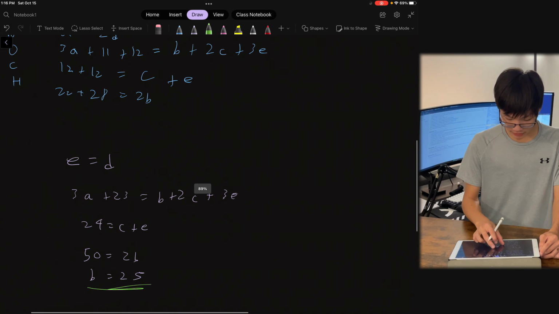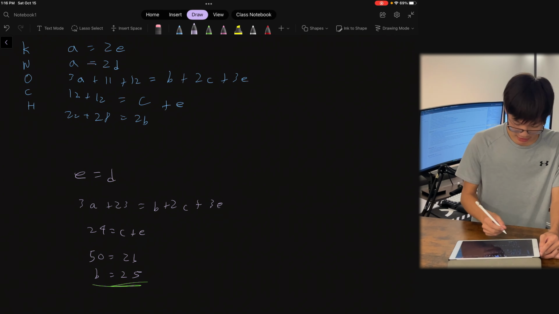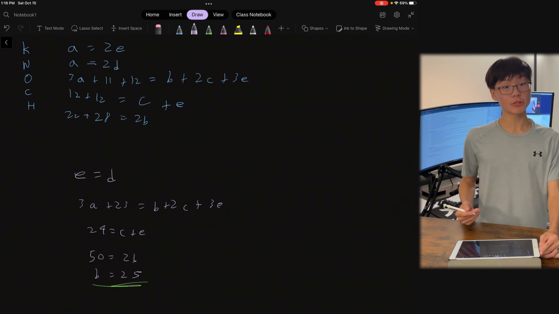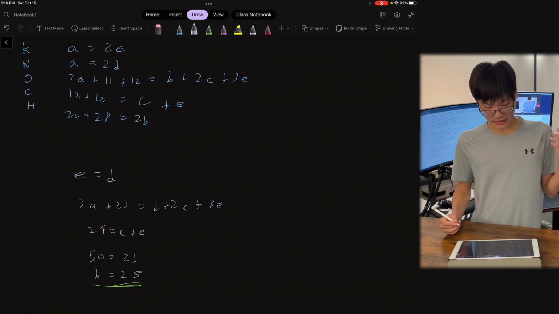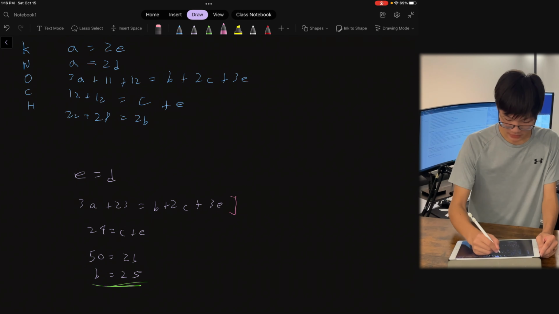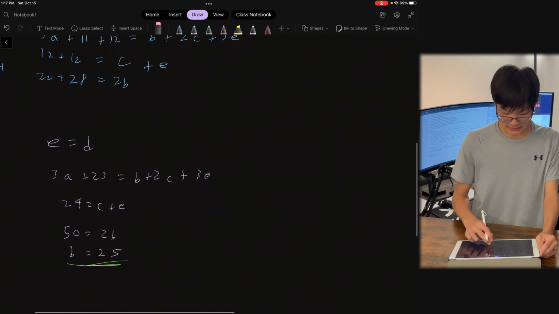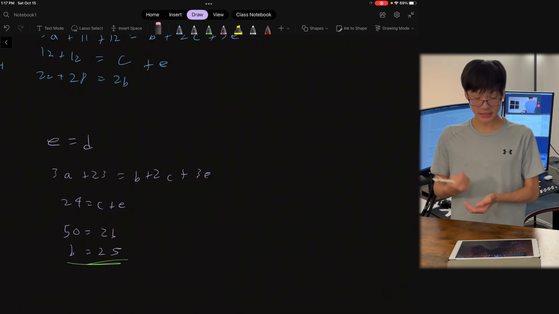Okay, so now what can we do from here? Well, you notice how E is equal to D, how A is equal to 2D, and what else? We know that A is equal to 2D and E is equal to D. And if you look at this equation right here, we notice that we have many different unknowns popping up. We have A, B, C, D, and E, right?